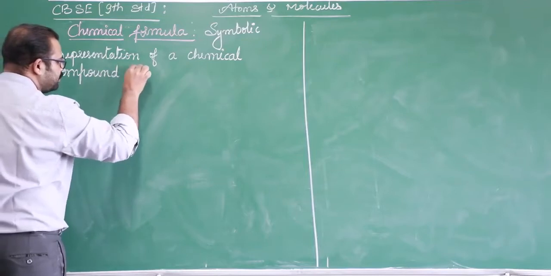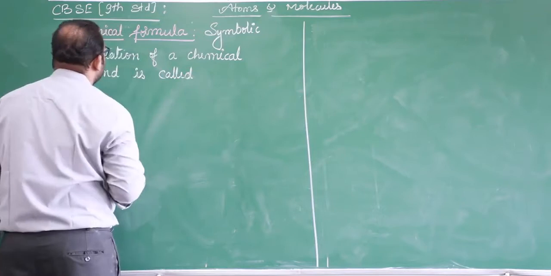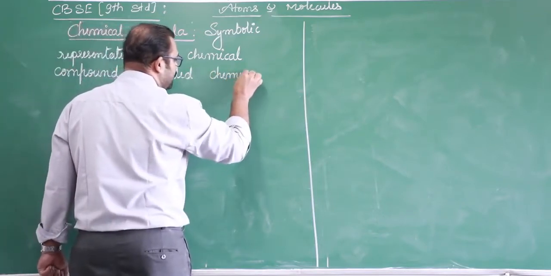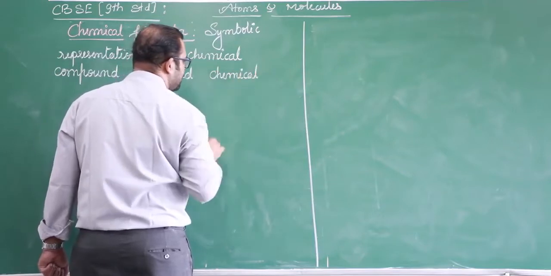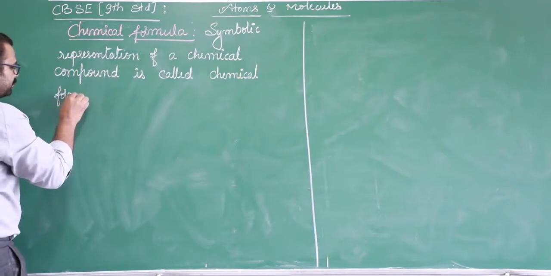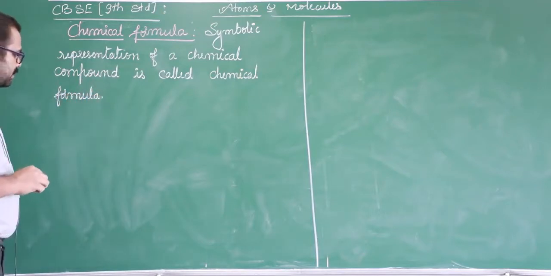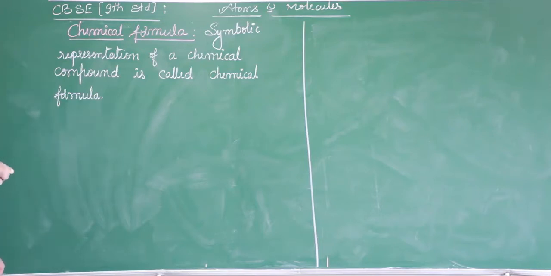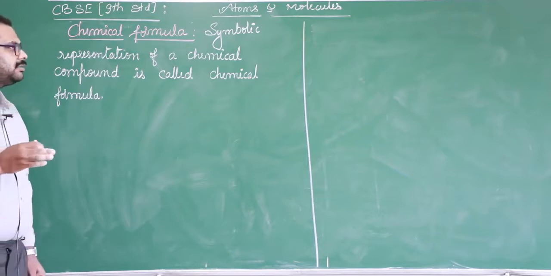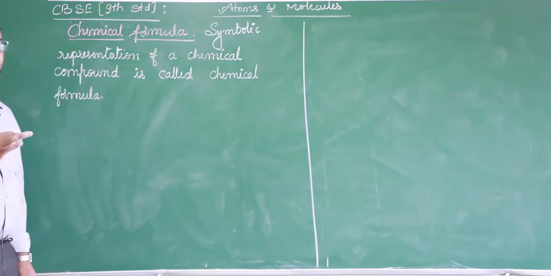Symbolic representation of a chemical compound is called chemical formula. So let's see how to write a chemical formula. In order to write a chemical formula, what do we need? First we have to discuss that.